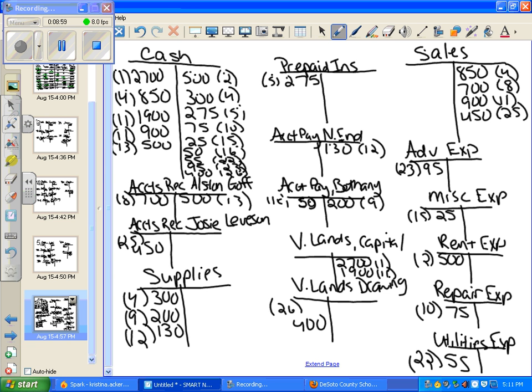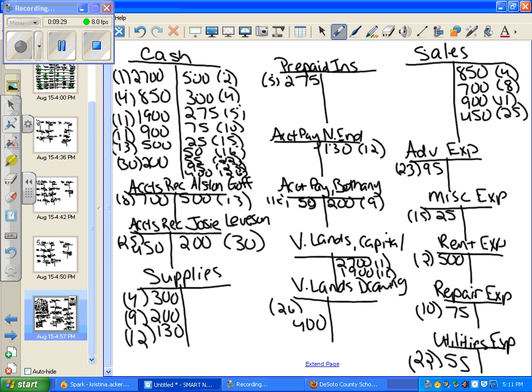Our last transaction is on the 30th, and we received cash on account, $200 from Josie Levison. So on the 30th, our cash went up. We're going to increase our cash with a debit of $200. And Josie Levison has paid us some of the money that she owes us. So we're going to reduce her balance with a credit because you decrease an account receivable with a credit. And that is on the 30th.